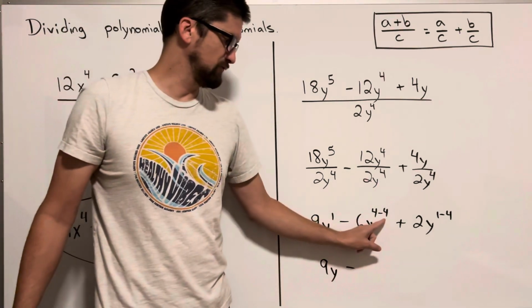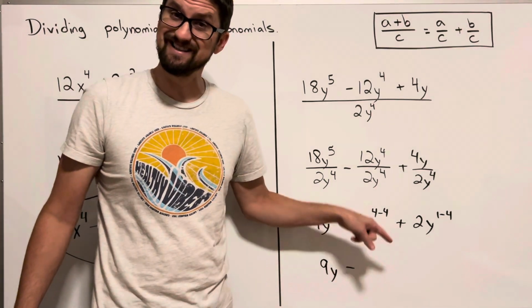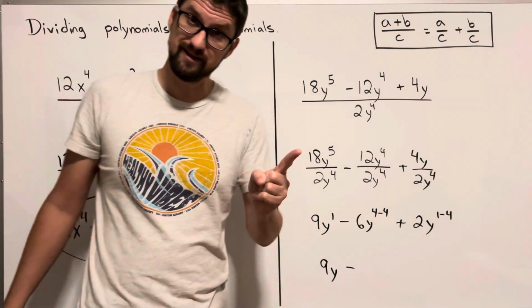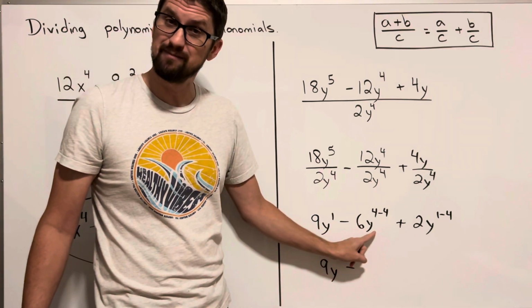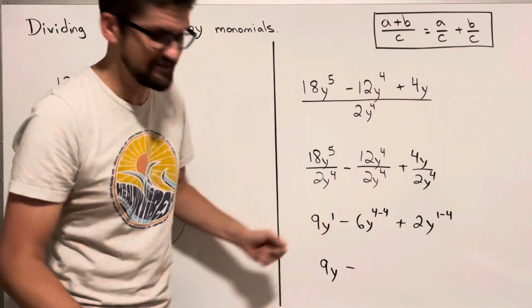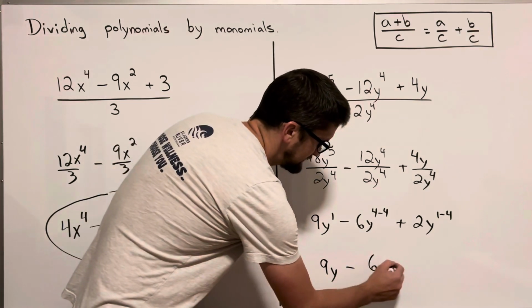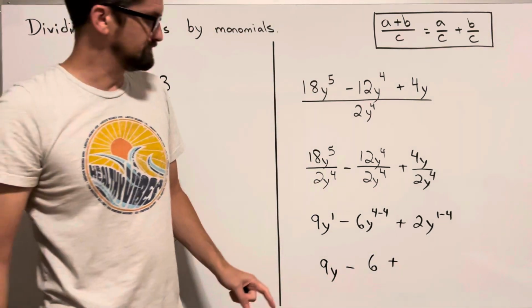In the middle, this is 4 minus 4, which is 0. y to the 0 is 1. Anything to the 0 power is 1. So this is really 6 times 1, which is 6. So we'll just have 6 in the middle.